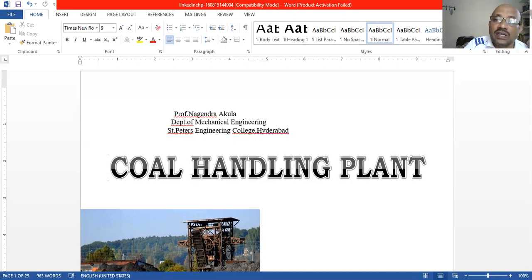So the first one is unloading. We get coal from coal mines, and then we unload it with the help of railway wagons and trucks. Maximum dumping is done by railway wagons, as more and more load can be moved. So that is unloading, meaning somewhere else it is loading.